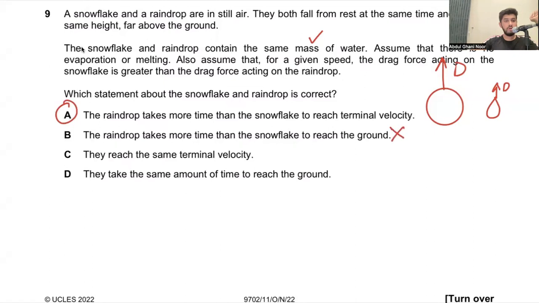No. ठीक है, weight दोनों का same है. Yes. Hamad, you're right. Weight is same for both. They reach the same terminal velocity. No. They take the same amount of time to reach the ground. No. Because the snowflake reaches terminal velocity first, it will have a lower terminal velocity. Hence, it will take more time to reach the ground.